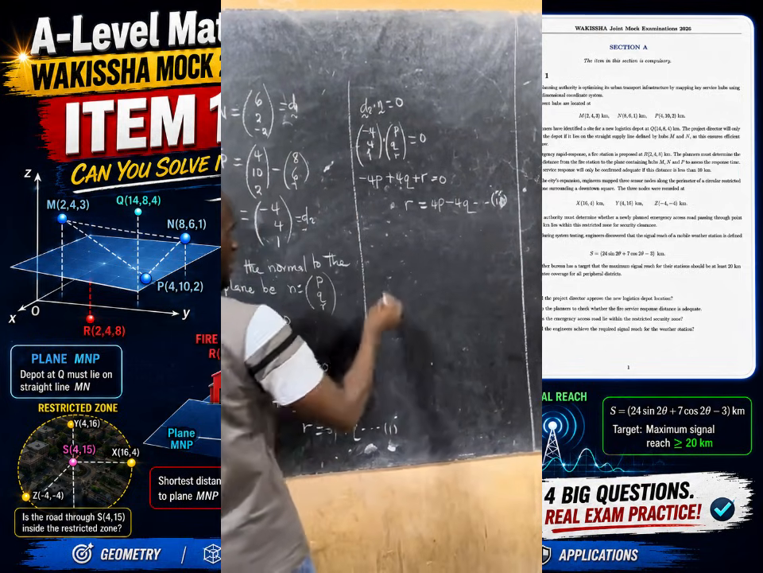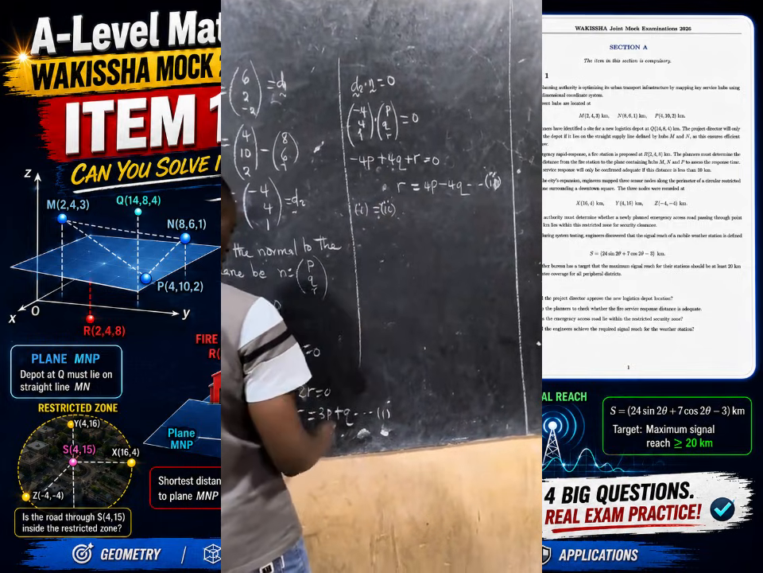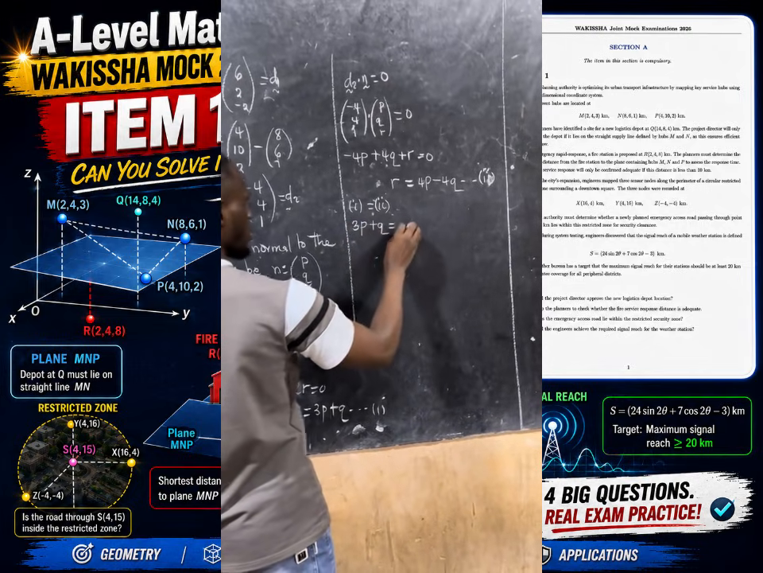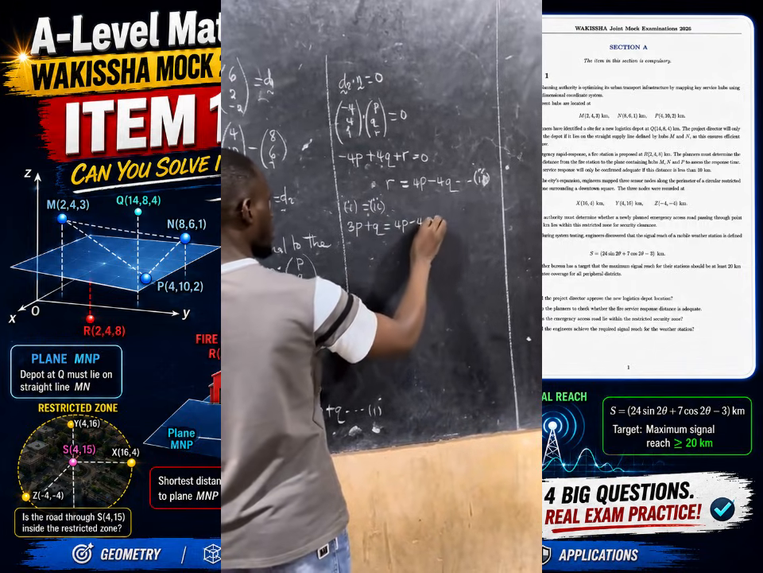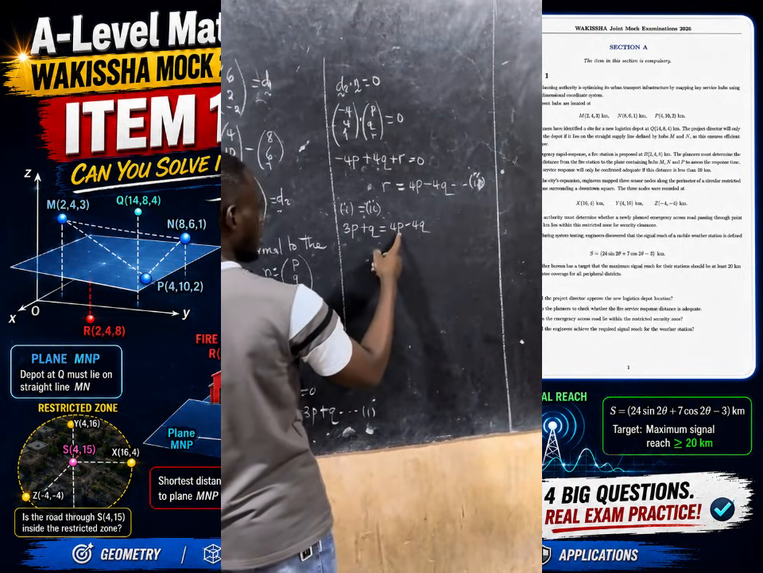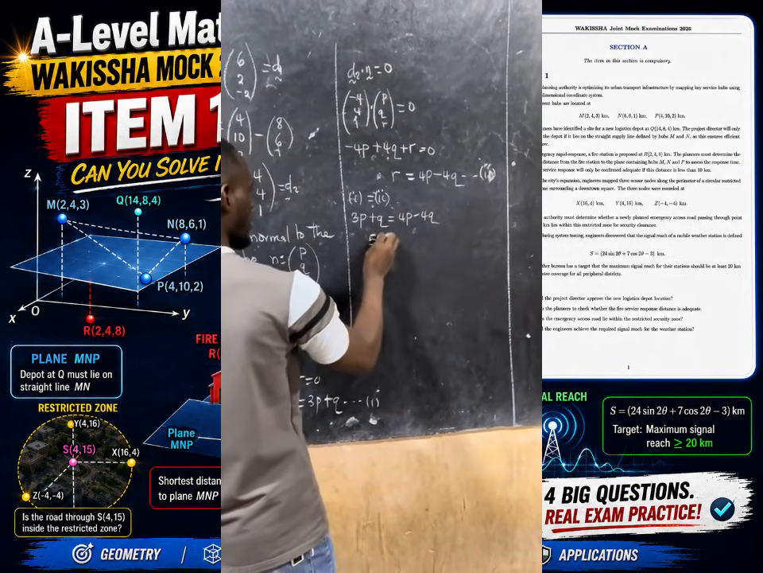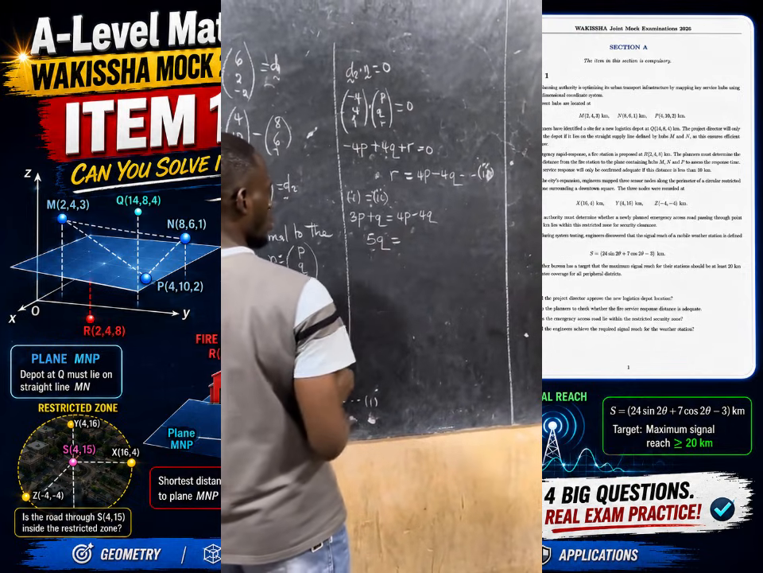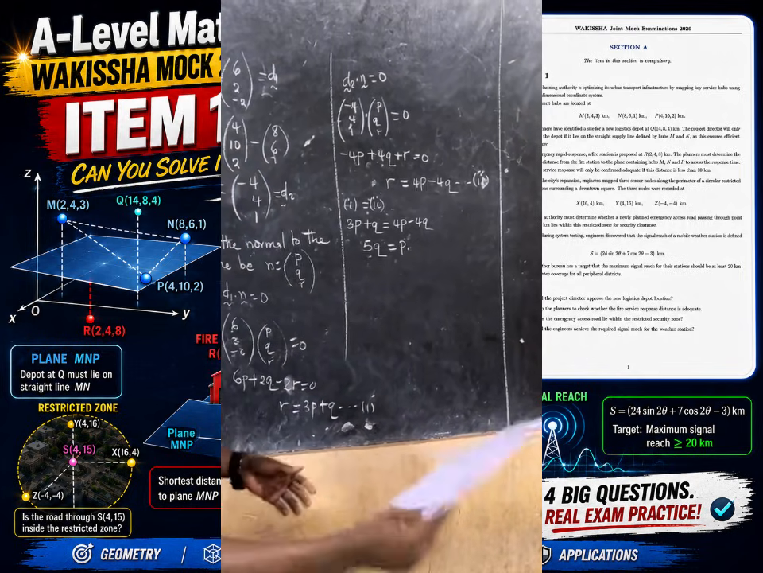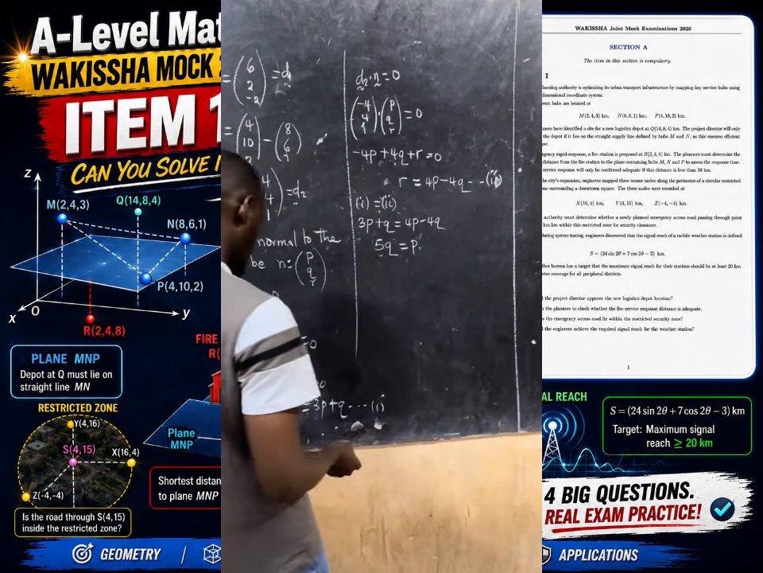Since both are equal to R, I'll say equation 1 is equal to equation 2: 3P plus Q is equal to 4P minus 4Q. Collecting like terms, let the 3P go the other side and the 4P come this way, such that I have 5Q is equal to P. So P is equal to 5Q.